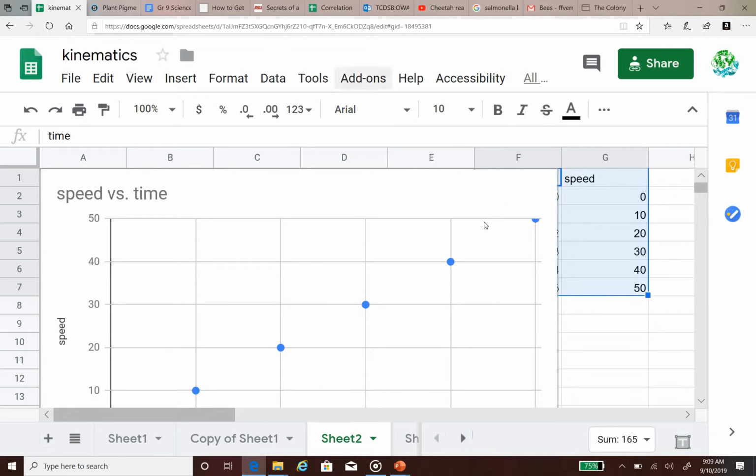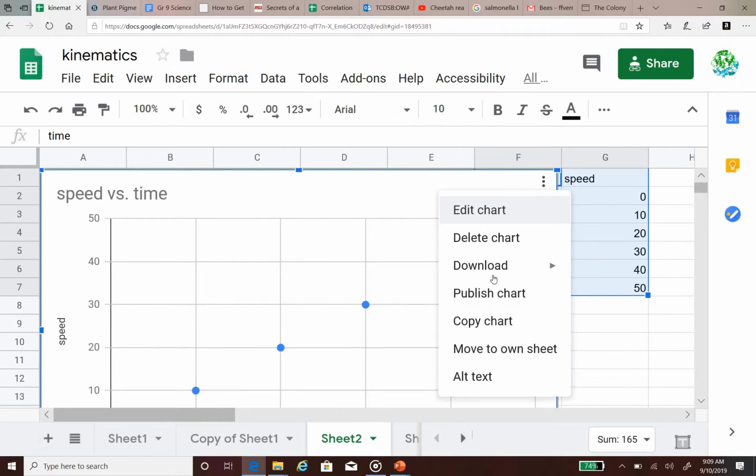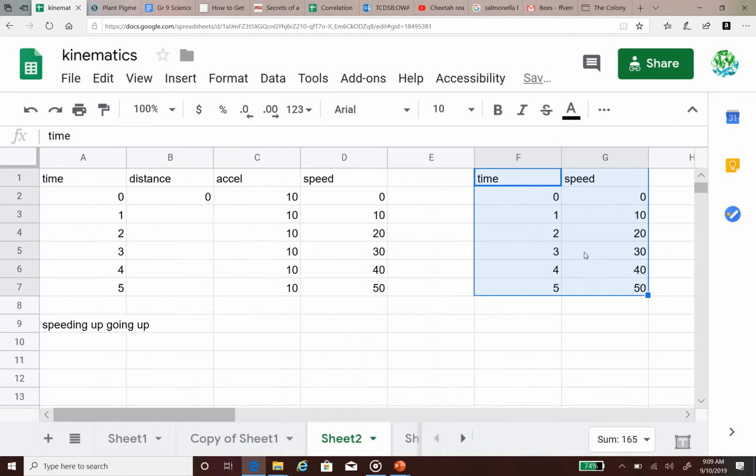Okay? So let me get rid of this graph because that's actually not what I'm graphing. So I'm going to delete it. Okay? So let's look over here. So let's say we start at 0 time, 0 seconds, with a 0 speed and acceleration is 10. Okay? After 1 second, my speed is 10 meters per second, right?